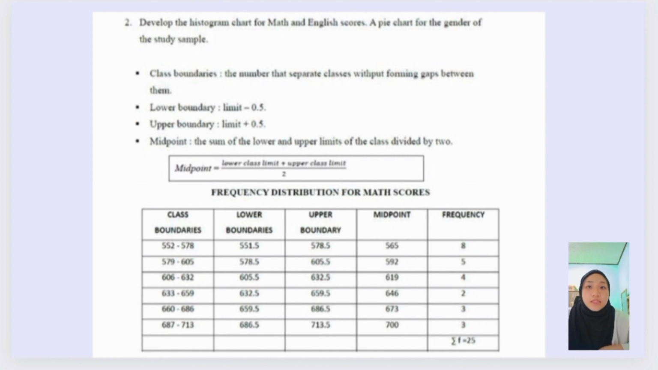After that, step 4 is to make a tally mark for each data entry in the appropriate class. The 5th step is to count the number of tally marks for each class, which gives the frequency for the class.